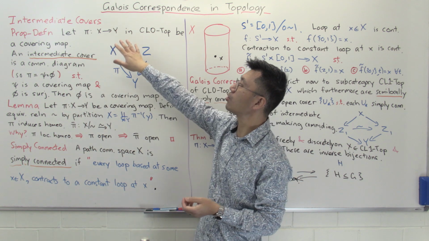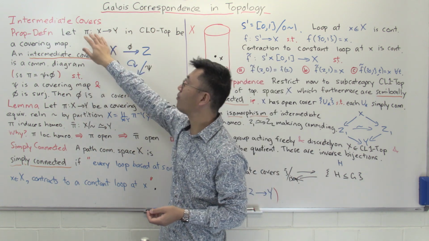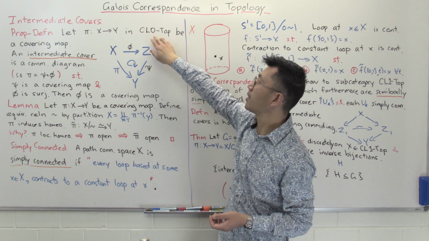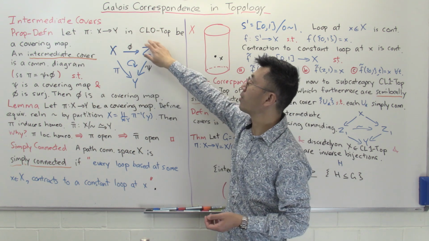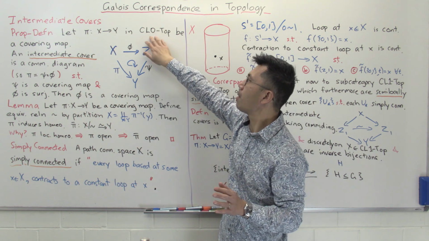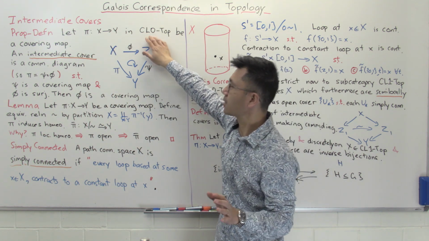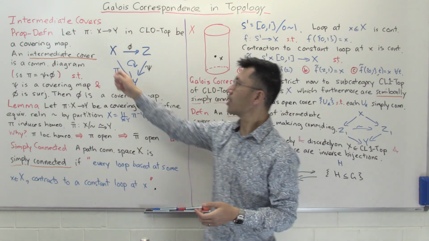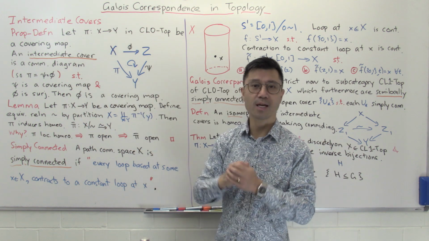Okay, so let's go to our setting that we work with when we're talking about covering maps, and that's going to be in the setting of connected, locally path-connected topological spaces, which I denote with the CL0 top here for that category. Okay, so remember, such spaces are automatically path-connected, and let pi from x to y be a covering map. Okay, so here we have x to y like that. So what's an intermediate cover?